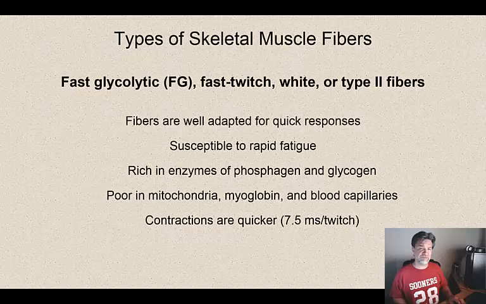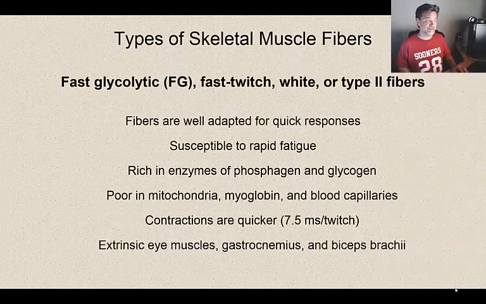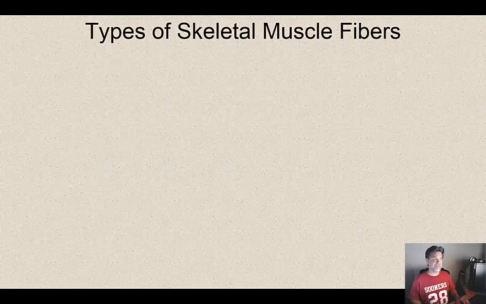The contractions are very fast. Remember, we talked about 100 to 200 milliseconds for the slow oxidative, and here we're talking under 10 milliseconds. That's a pretty darn big difference. So we're talking about eye muscles. The gastrocnemius has some of these types of fibers in it, and the biceps brachii. Think about weightlifting. You want to jerk this weight up very quickly. You want it to happen in a rapid manner.